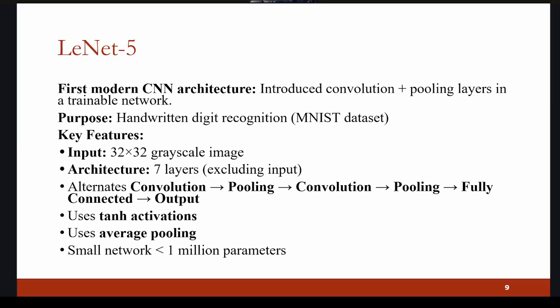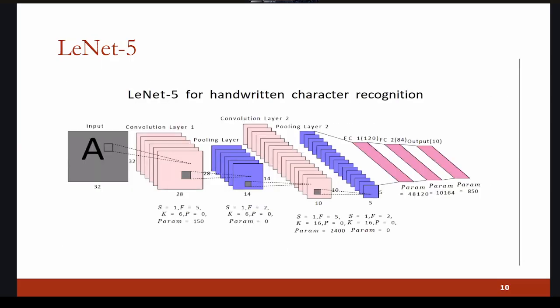The input image given for this LeNet with respect to the handwritten digit recognition task is a 32 cross 32 grayscale image. So this is the architecture of LeNet. Here you can see you had initially convolution layers, then pooling layers, next convolution layer, then pooling layer. Finally, you had 2 fully connected layers.